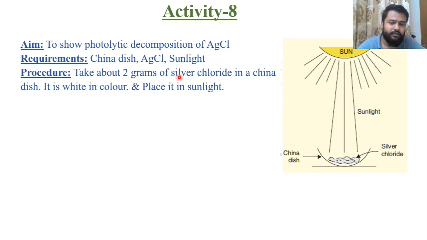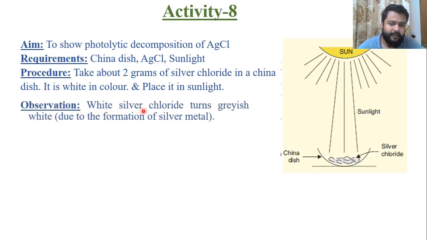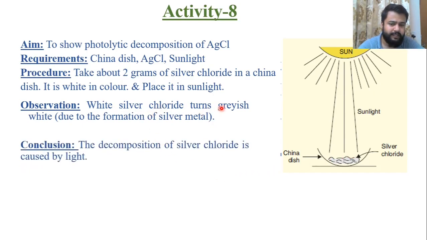That is, take 2 grams of silver chloride, which is white in color, in a china dish and place it in the sunlight. We observe that white silver chloride turns grayish white due to formation of silver metal. Silver chloride converts into silver metal, or you can say there is a photolytic decomposition of AgCl, which causes the white color to turn grayish white. So the conclusion: the decomposition of silver chloride is caused by light.